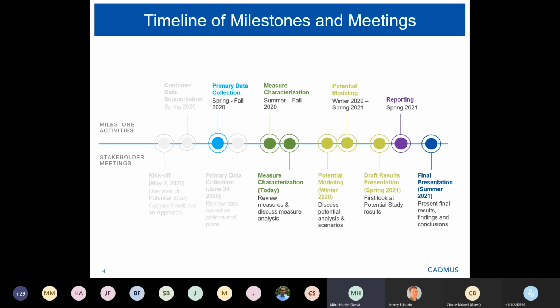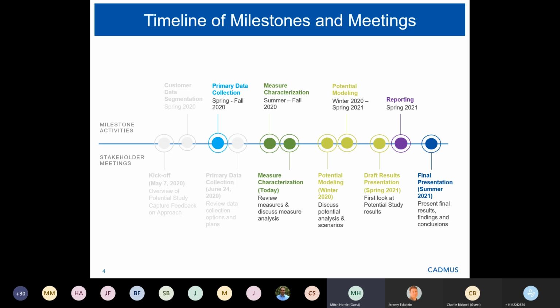This slide is showing a timeline of the major milestones for the potential study. As I mentioned, this is the 3rd meeting. We kicked off in May and had a 2nd meeting in late June. Today's meeting is primarily focused on measure characterization, which will lead into the next stakeholder meeting, sometime in the next few months this winter, talking about potential analysis and scenarios as that measure list gets finalized. Looking forward, draft results of the study will be developed in the spring, with reporting coming out of that, and then final results in the summer.